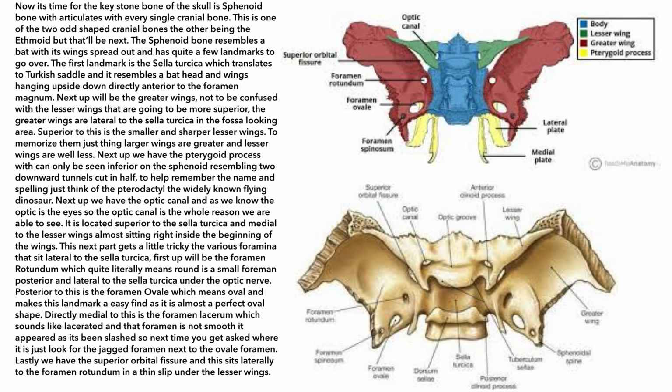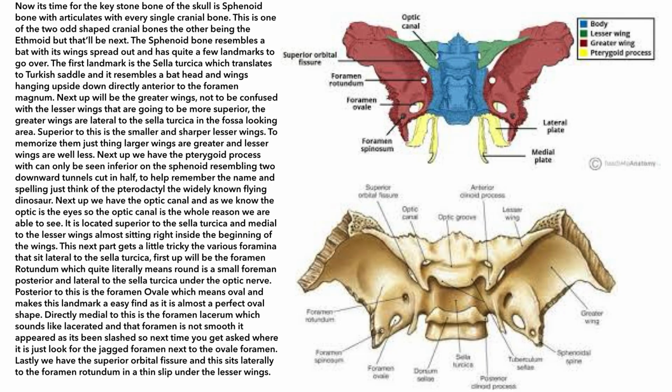The greater wings are lateral to the sella turcica and is the fossa looking area. Superior to this are the smaller and sharper lesser wings. To memorize them, just think larger wings are greater and lesser are less. Next up, we have the pterygoid process, which can only be seen inferior of the sphenoid, resembling two downward tunnels cut in half. To help remember the name and spelling, just think of a pterodactyl, the widely known flying dinosaur.